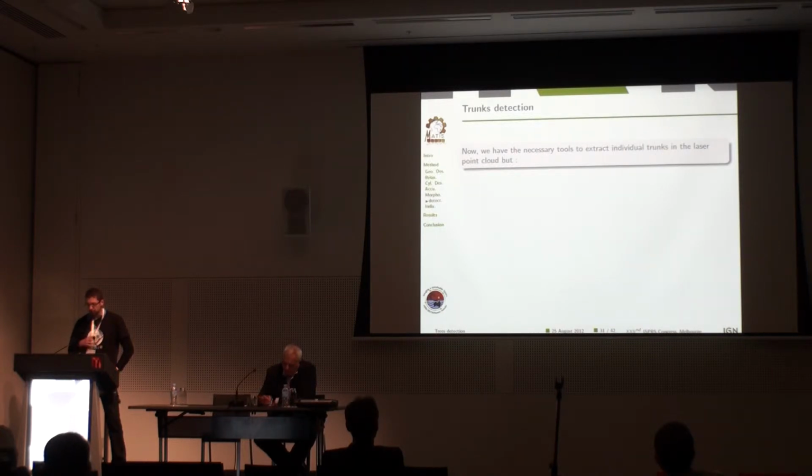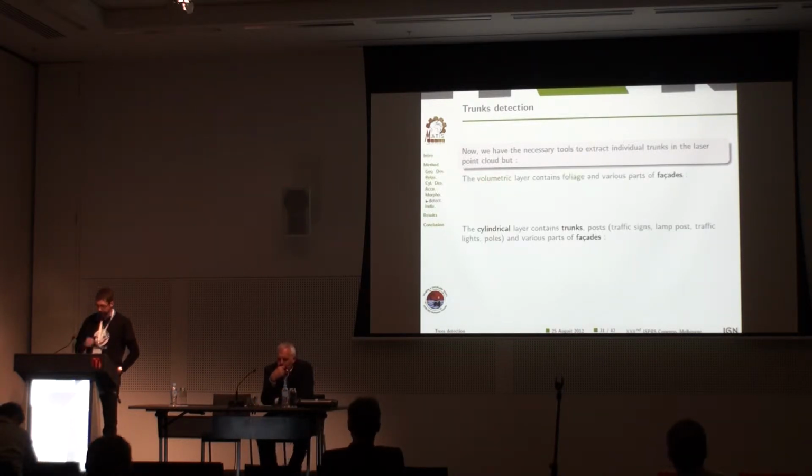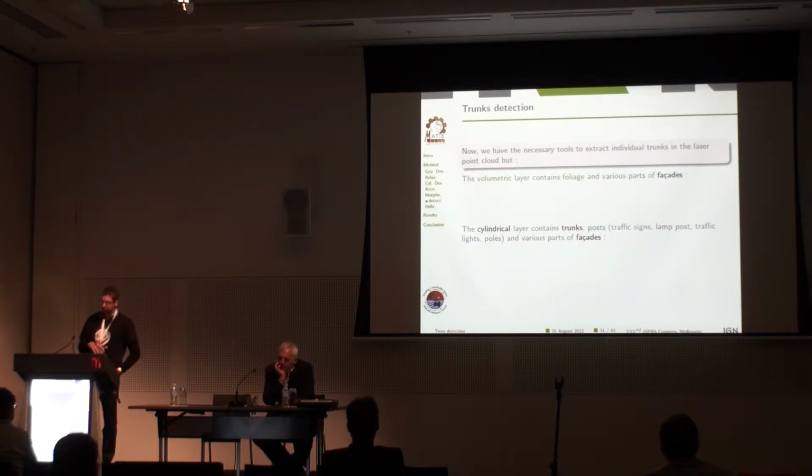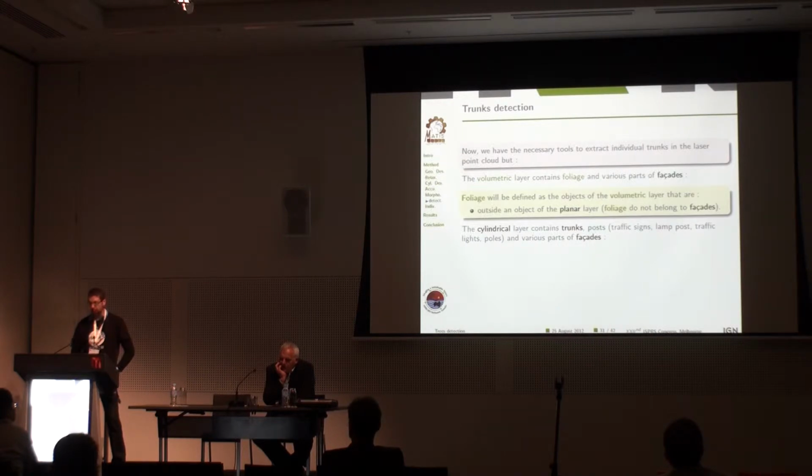So now we're going to use these different layers to extract individual trees and trunks in the point cloud. The volumetric layer is going to contain foliage, but it also contains part of the facade. So the solution is that we are going to take as foliage only the part of the volumetric accumulation that is outside the facade. This way we're going to remove all the remaining objects that are a bit complex but close to the facade.